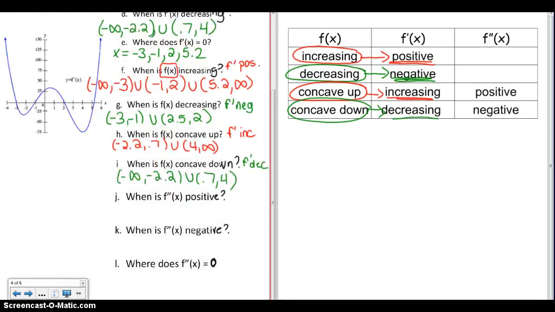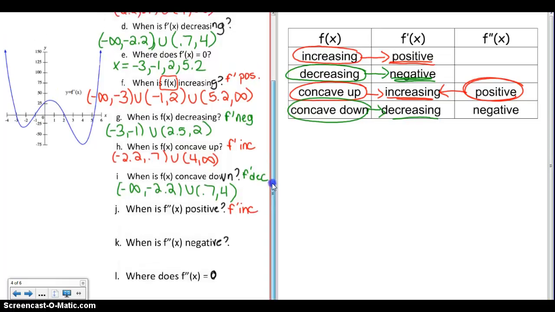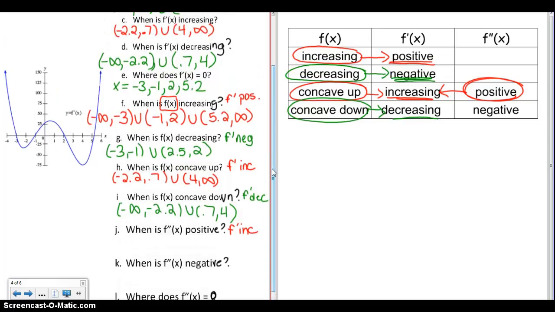Okay, part J says, where is the second derivative positive? So if I want the second derivative to be positive, again, I'm looking back at the first derivative. Where was it increasing? So again, we answered that. F prime increasing, we answered that way back up. Let's scroll back up a little bit in answer C. So we are looking for negative 2.2 to 0.7 and then 4 to infinity.